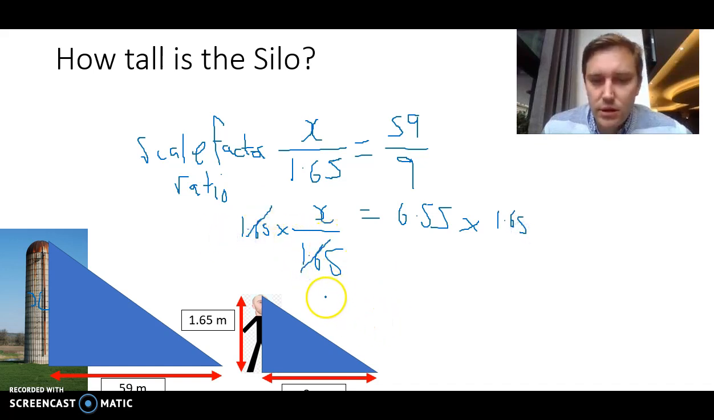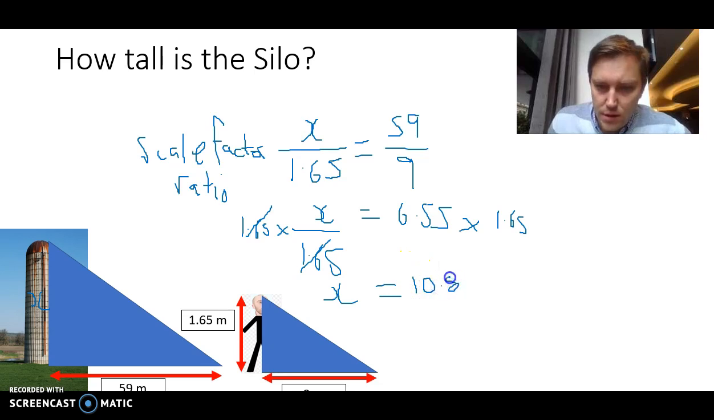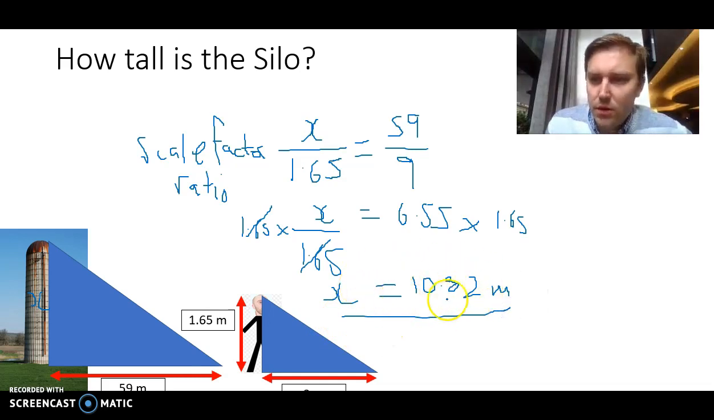These cancel out, leaving me with x. Now we've got x equal to 6.55 times 1.65, which happens to be 10.82. Looking at my calculator here, metres, don't forget units, and that's my answer. Does that seem like a reasonable solution? Well, if Mr. Langhans is 1.65 metres, the silo is definitely going to be taller than that. That seems like a reasonable solution with the values we've got.